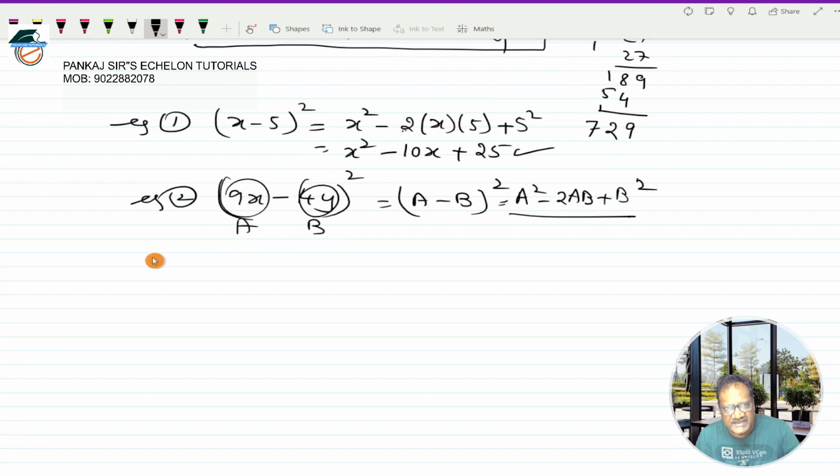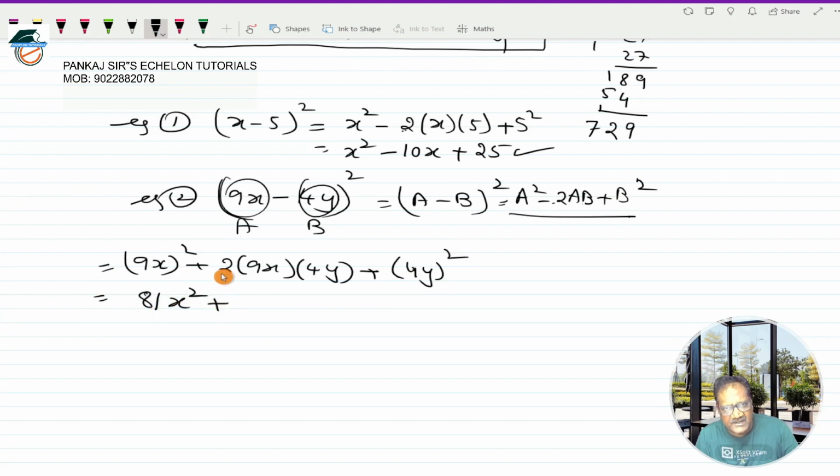So all you have to do is substitute the values of this a and b in this. So a being 9x, a square will be 9x the whole square, plus 2ab will be 2 into 9x into 4y, plus b square will be 4y the whole square. Okay, now this should work out to 9 square is 81, and this is x square, plus 9 2s are 18, and 18 into 4 will be 18 2s are 36, 36 2s are 72, and then xy, and plus 4 square is 16, and this is y square. So this is the answer.